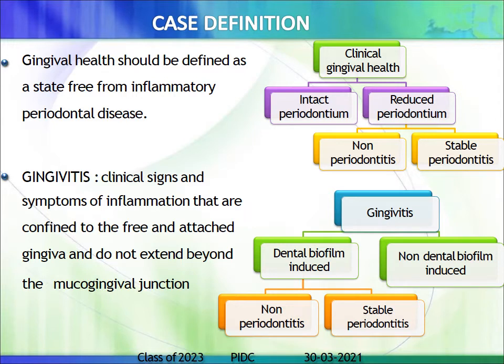The second classification includes gingivitis. Gingivitis shows clinical signs and symptoms of inflammation that are confined to the free and attached gingiva and do not extend beyond the mucogingival junction, which means gingivitis is confined only to the free and the attached gingiva. Here you have two kinds of classification. One is dental biofilm induced, that is plaque induced. Another is non-dental biofilm induced, that is non-plaque induced. Plaque induced could be on a non-periodontitis patient, or on a stable periodontitis patient.